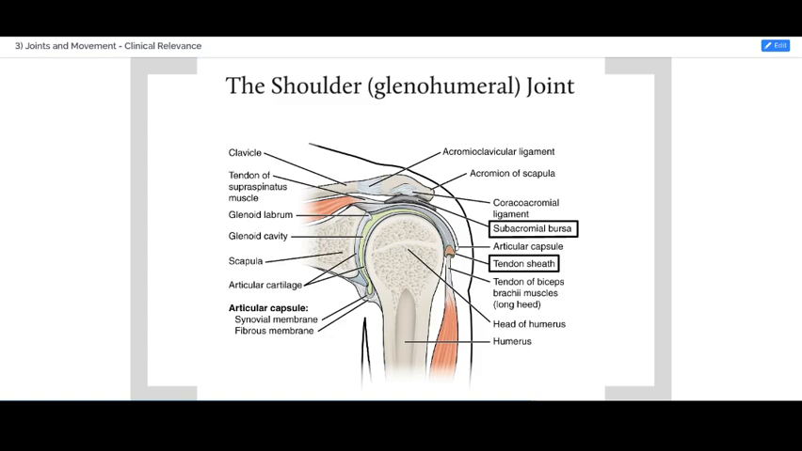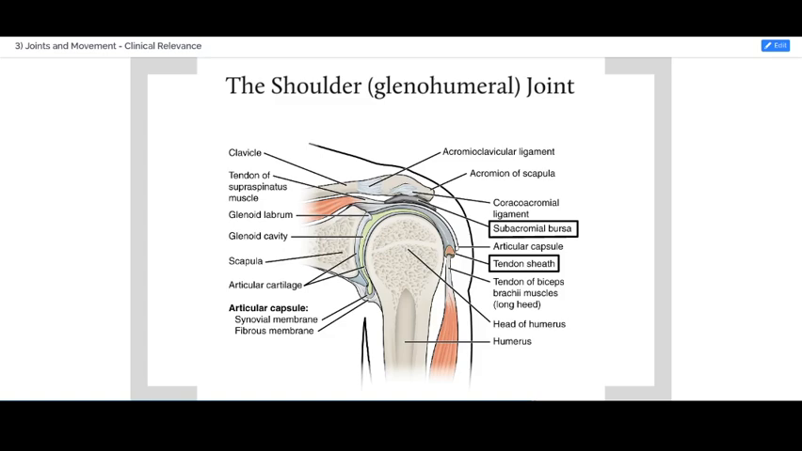Here we see two things, one that's called a bursa and then another that's called a tendon sheath, which is a very similar structure. The bursa that we see here, the subacromial bursa, is between the acromion of the scapula and the head of the humerus, with the tendon of the biceps running underneath it. And it allows for some lubrication as the head of the humerus moves underneath those two structures.